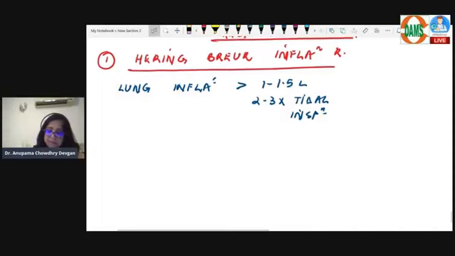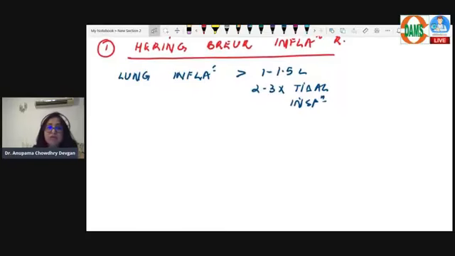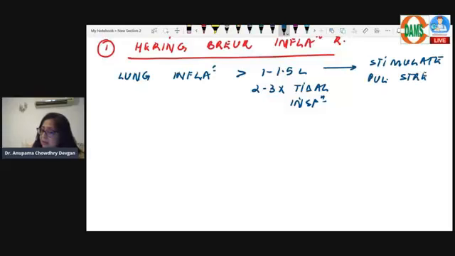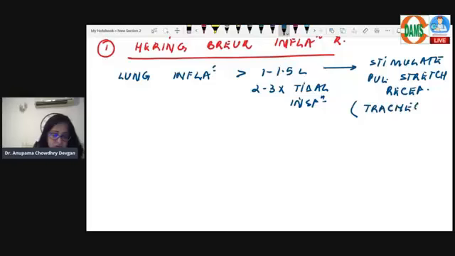Lung inflation more than 1 to 1.5 liters, which is 2 to 3 times the tidal respiration, will stimulate the pulmonary stretch receptors. Pulmonary stretch receptors, these are located in the tracheobronchial tree.